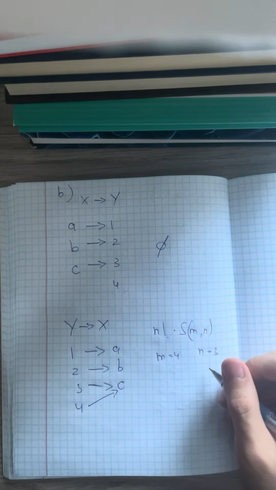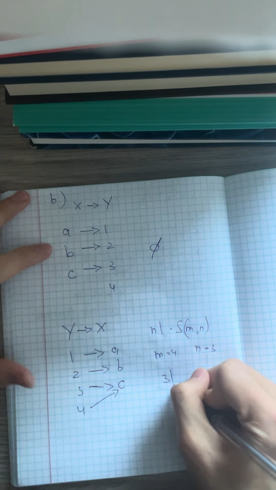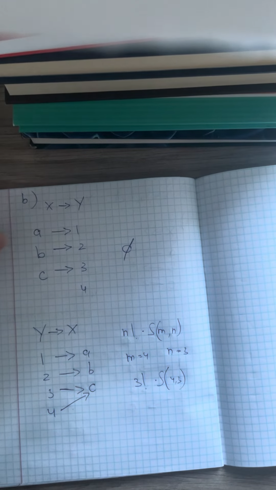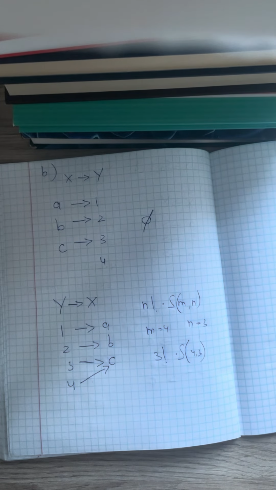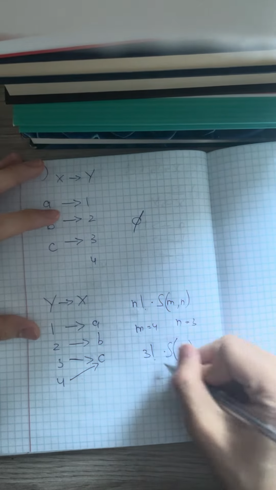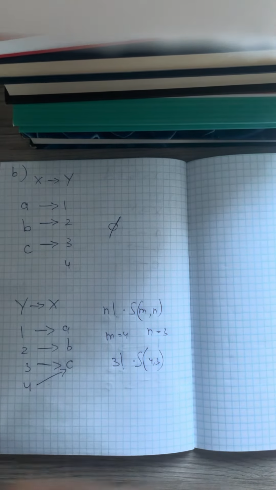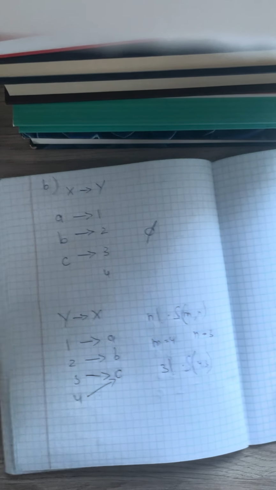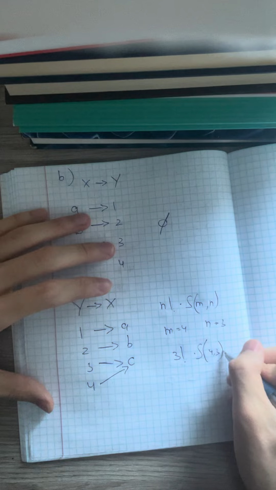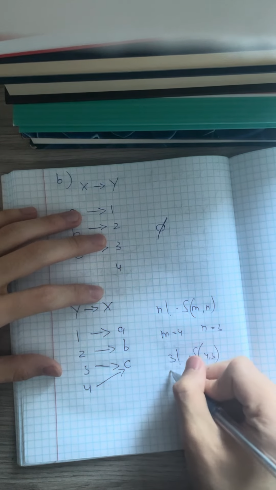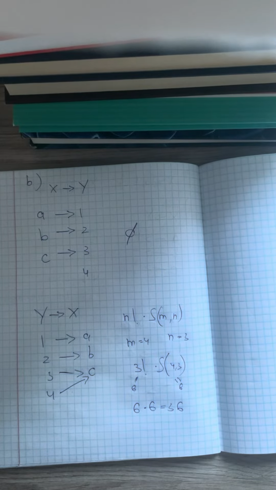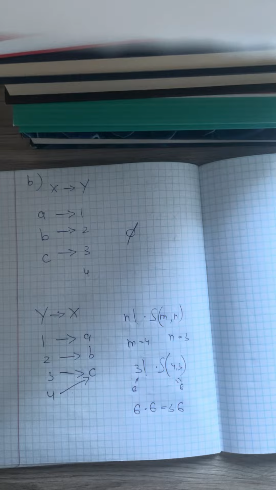So the number of onto functions will be 3 factorial times S(4,3), and from this statement we can say that we have 6 ways to split 4 elements into 3 groups. So this one will be equal to 6, and this also will be 6. 6 times 6 is 36. So from this we get 36 onto functions.